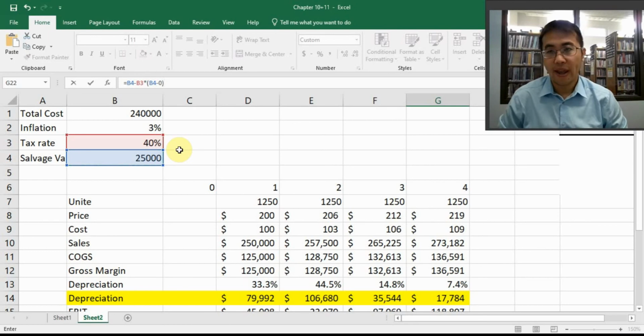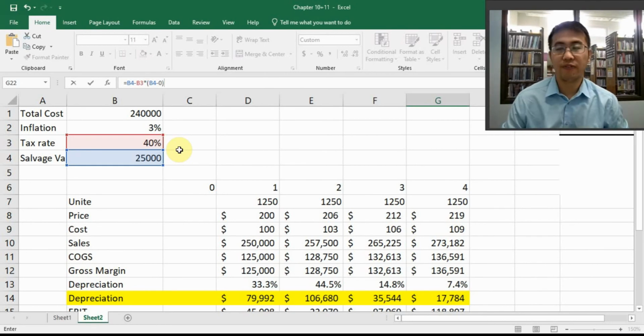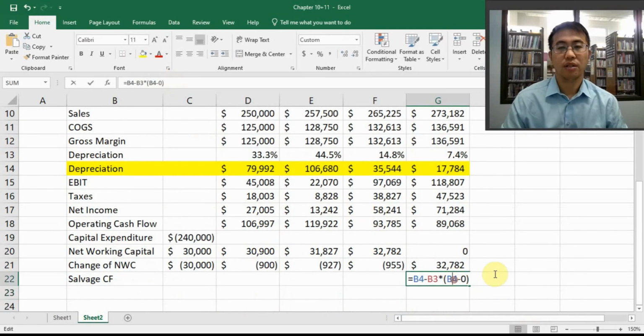And sometimes we have a non-zero ending book value. Actually, for most cases, if your ending book value is $24,000 and you sell the machine for $25,000, then you're only paying the tax on this extra $1,000 instead of the whole $25,000. And if your ending book value is $20,000, then you just pay taxes on the $5,000 gap. And here is a very different case. Your book value is 0, so you pay taxes on the entire salvage value. Okay, so here is your salvage cash flow.